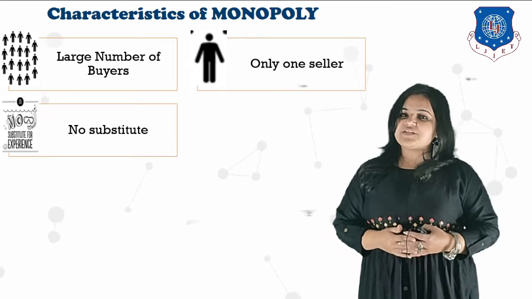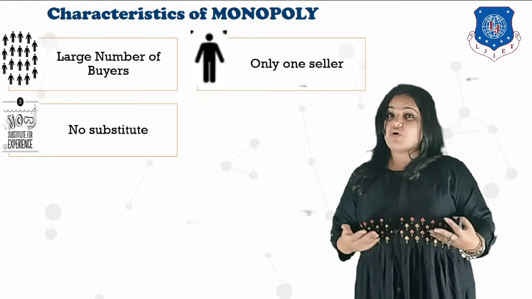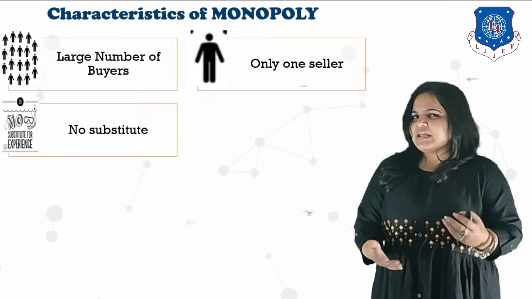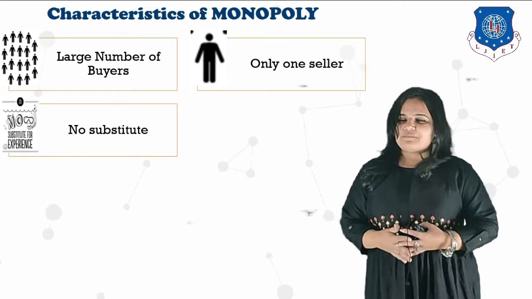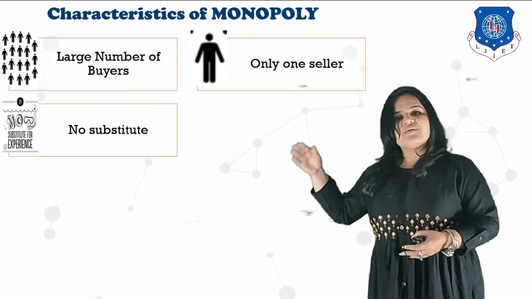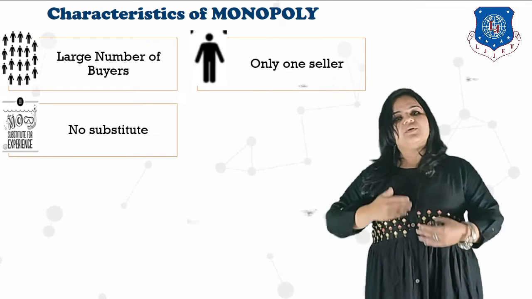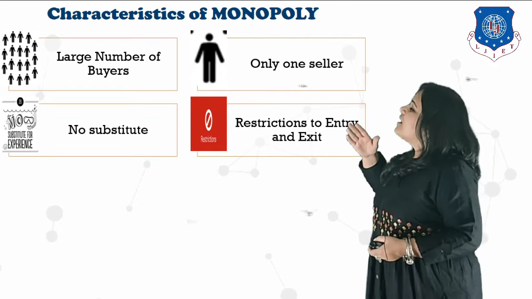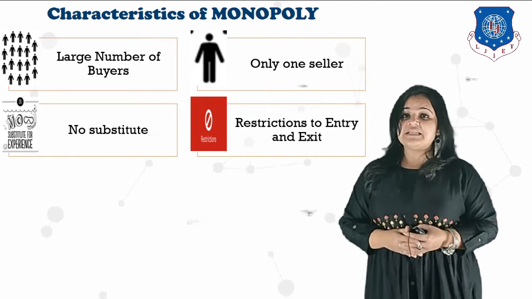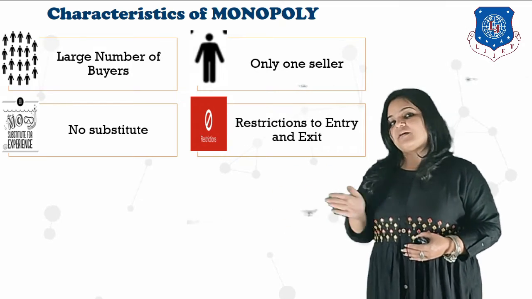We do have substitutes, like we can travel by car from one destination to another, or by aeroplane or any other mode of transport. But as I told you, perfect monopoly is impossible. In perfect monopoly, there are no substitutes at all to the product the seller is selling. Also, there is high restriction to entry and exit. The existing player cannot exit and no other player can enter.